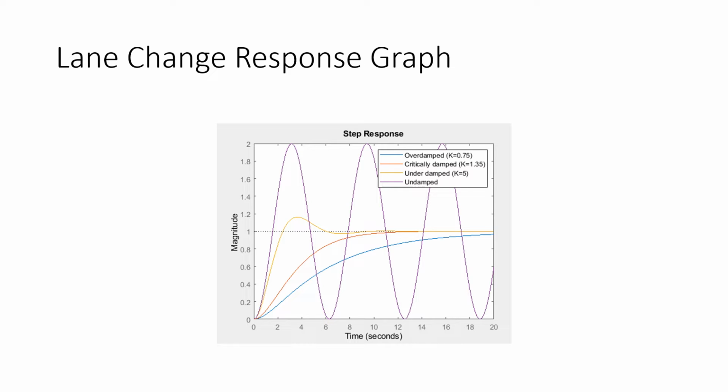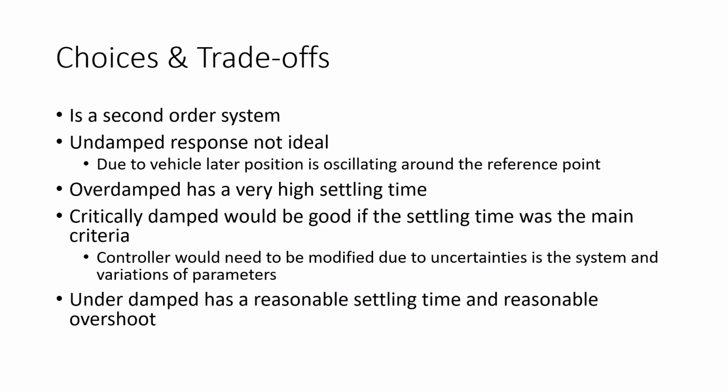Then we got the step response graph for 4 different K values to see what the system does, to get a stable system for our lane change. So it's a second order system. The undamped response is not ideal due to the vehicle position. Lateral position is oscillating around the reference point. Overdamped has a very high settling time.